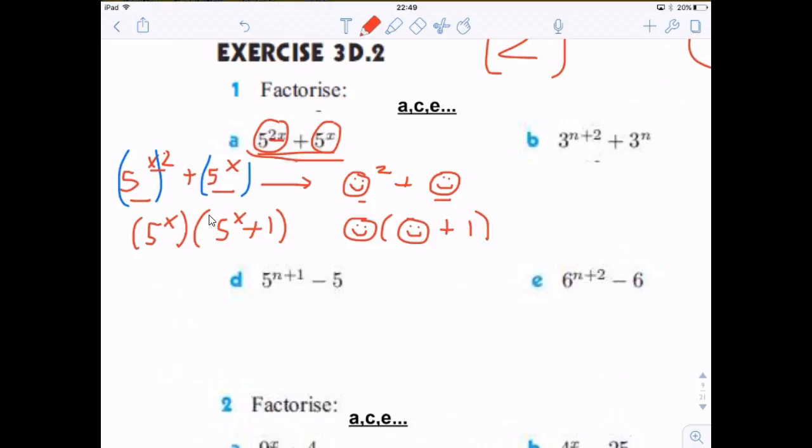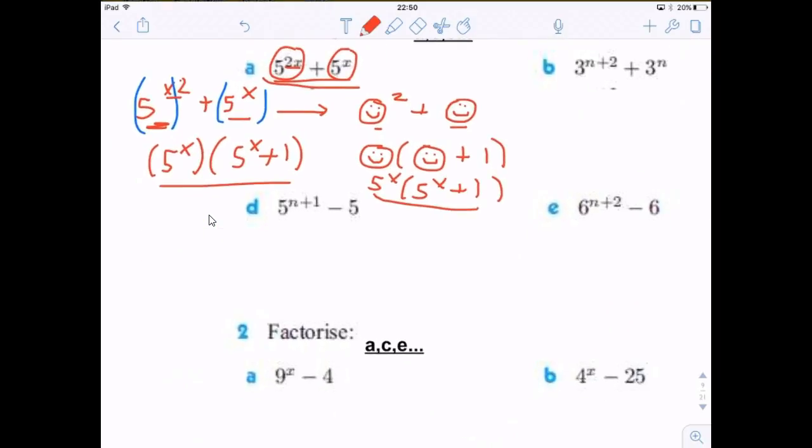Now that I have it factored, I'm going to replace the happy faces back with 5 to the x, because that is what happy face represents. So I'm going to put 5 to the x, 5 to the x plus 1, and now you can see I have the exact same thing as that. So you could either recognize it right off and just factor it out as an expression, or you can replace the expression with a happy face, and then maybe it's easier to see that you are factoring out certain elements.